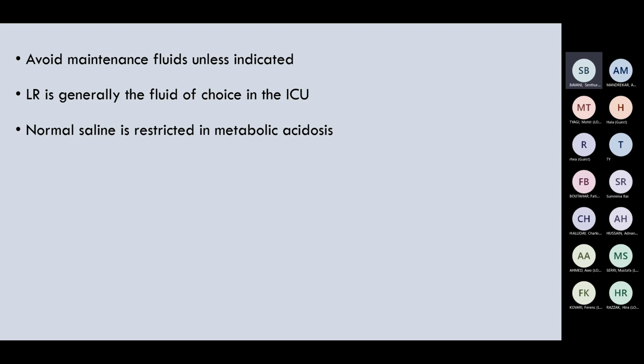What fluids can we give in ICU? We can give Plasma-Lyte and Ringer's lactate, which are generally the fluids of choice in ICU. We have to avoid normal saline and restrict it in metabolic acidosis. But in the ICU setup, if the patient has increased lactate, it is not an indication for fluid resuscitation, because there are several causes of increased lactic acidosis. We have to check the volume status of the patient. If volume depletion is there, we treat with fluid. Otherwise, it is not needed.